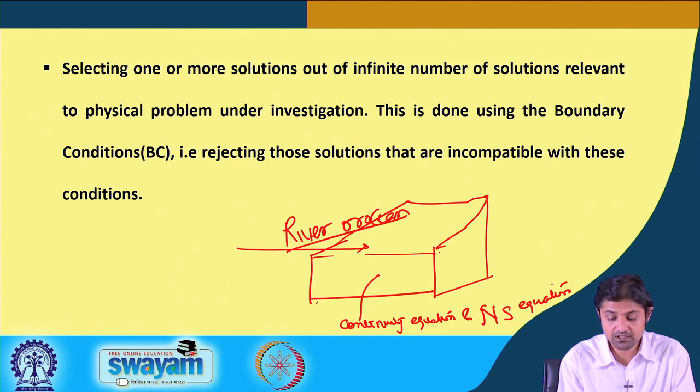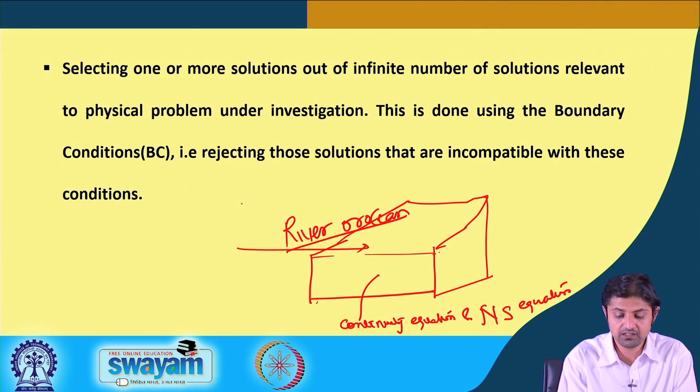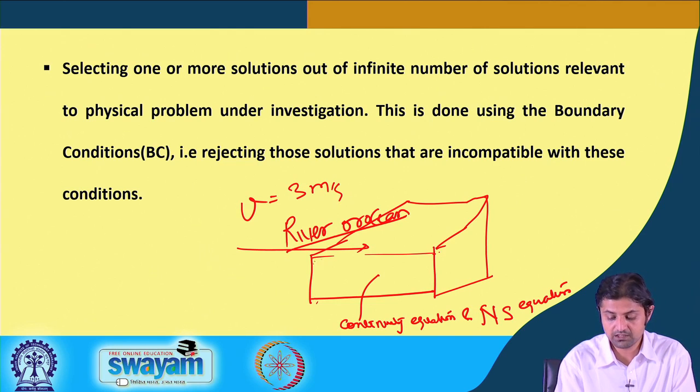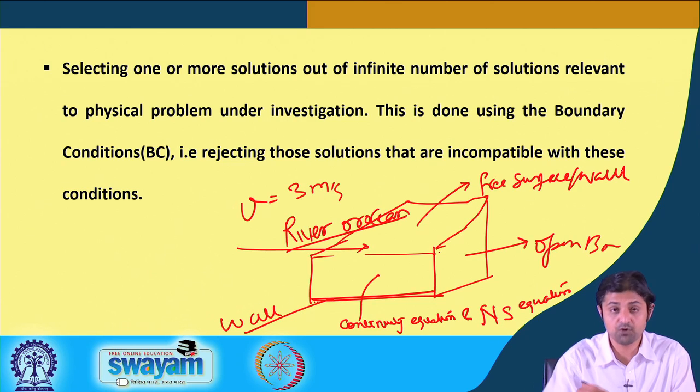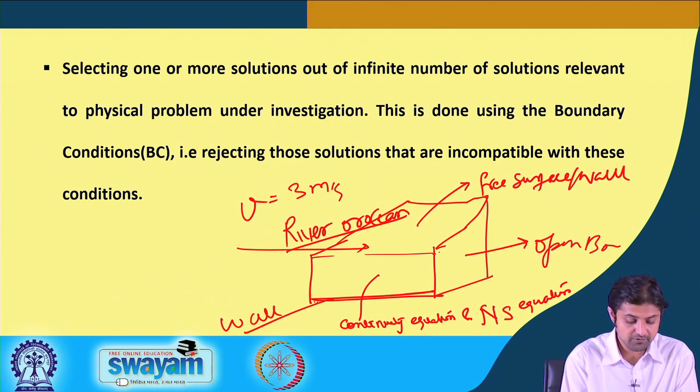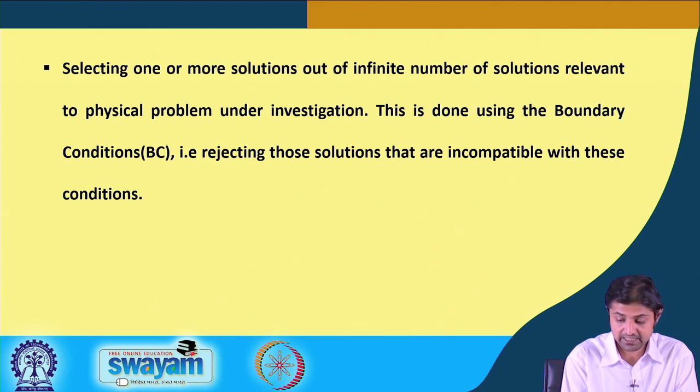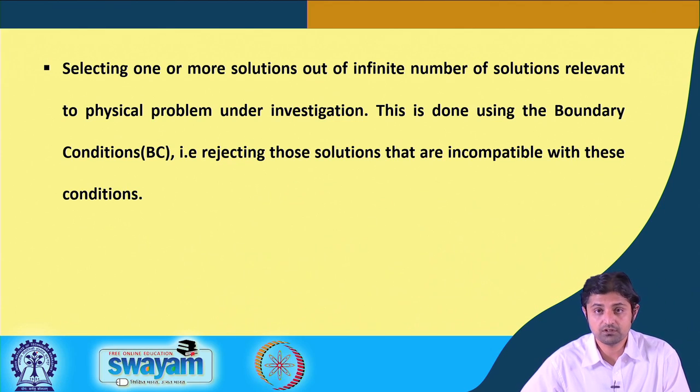A boundary condition like the water entering here has a velocity, let us say 3 meters per second, here there is a wall, this is an open boundary. We can either specify a top free surface or even a wall here. So, what I mean to say is, these are the boundary conditions that will determine that there will exist a unique solution.